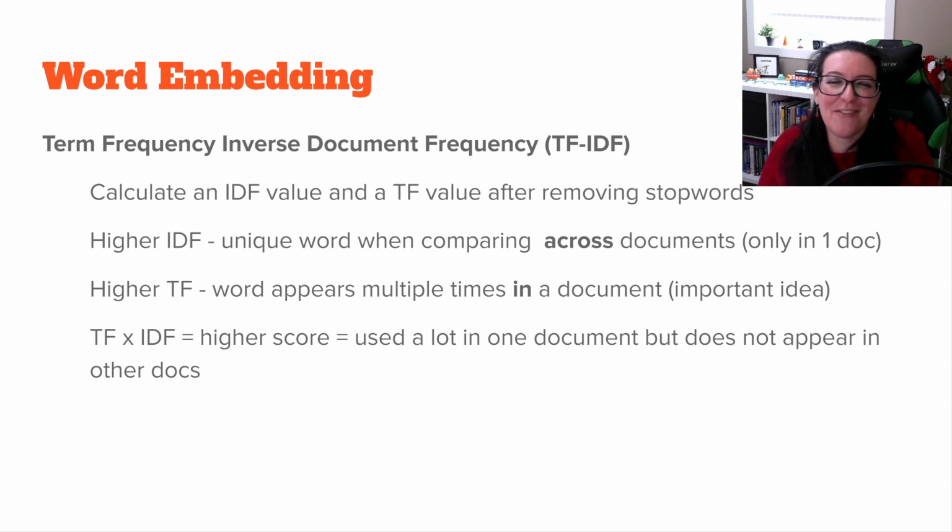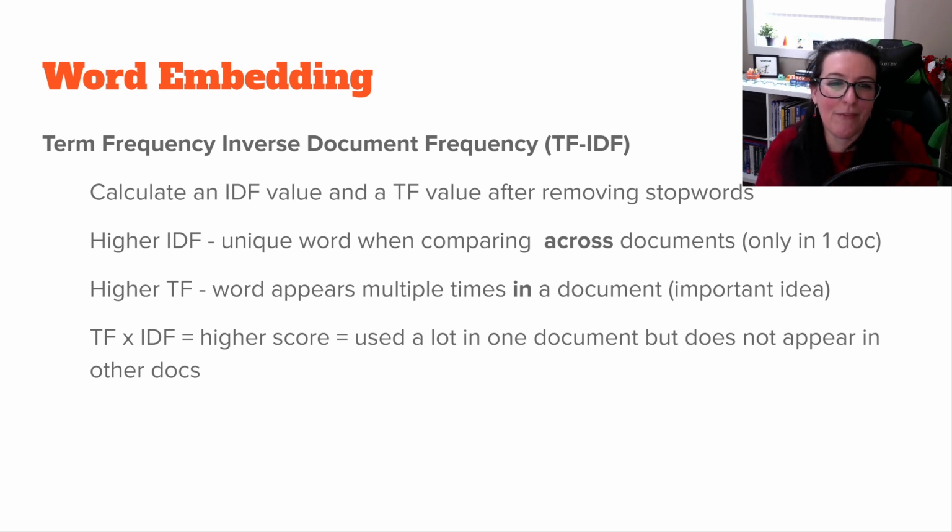But the way that TF-IDF works is that the higher the IDF, the more unique the word when we compare multiple documents. So if you have a certain keyword that's only appearing in one document, it's going to have a higher inverse document frequency value. So a lower IDF means the words are not unique. They appear in multiple documents.